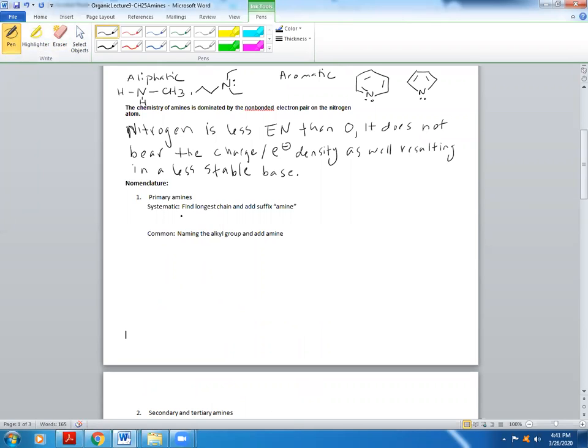Nomenclature. So you have primary amines. So what is the primary amine? Well, a primary amine is just attached to one R group. That's it. That's primary because you only have one R group. Anything, an alkyl group, whatever it is.